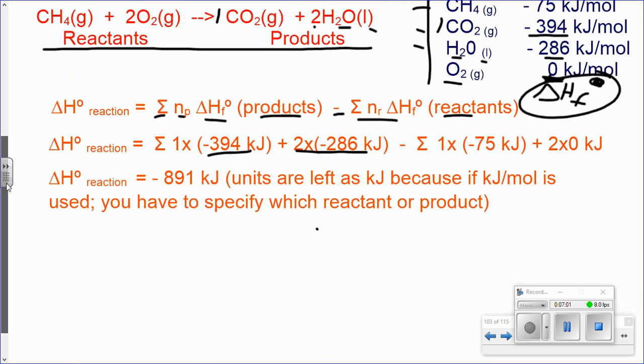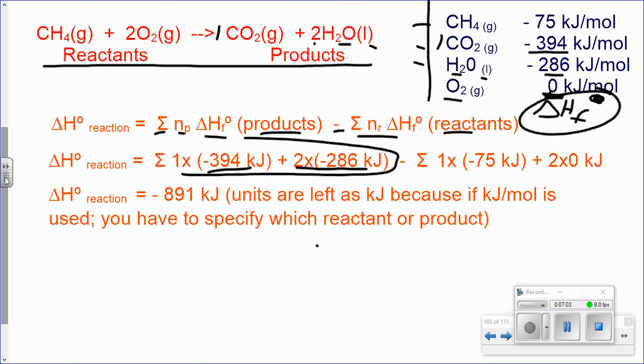Okay, so I'm going to add these up, and I'm going to subtract that from the same thing for the reactants. So now the reactants are over here. I have 1 mole of methane. It should be 1 mole, one of these at negative 75. There it is. And add that to 2 moles of 0. Well, that's just 0, so you don't even have to count that. So subtract these 2, and you end up with this. Okay? Simple. It's really not bad. It's just adding up what's on tables.